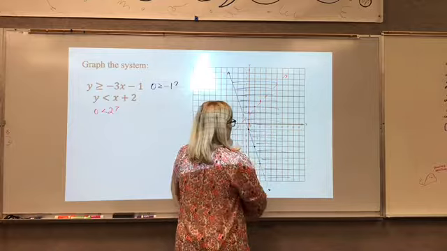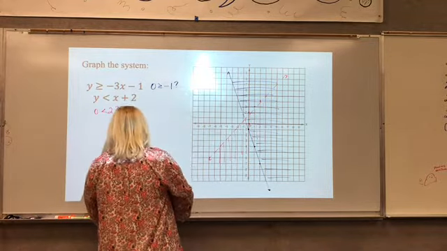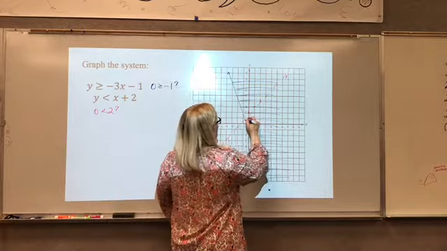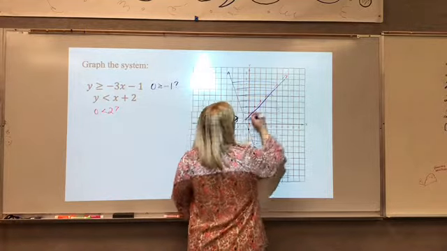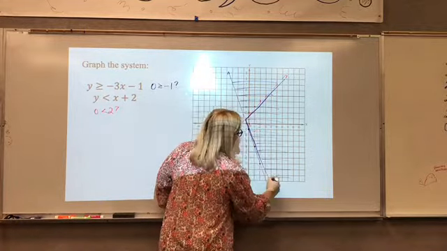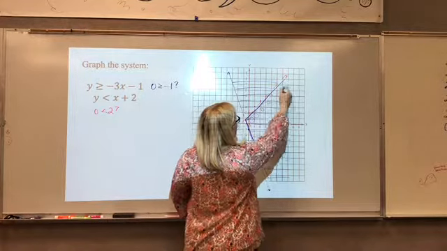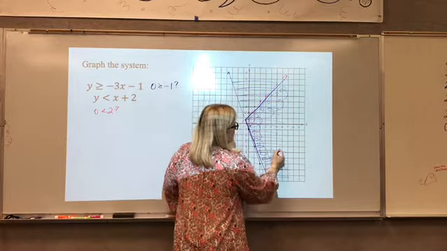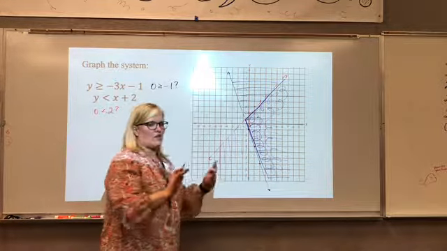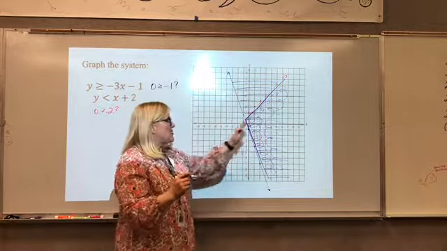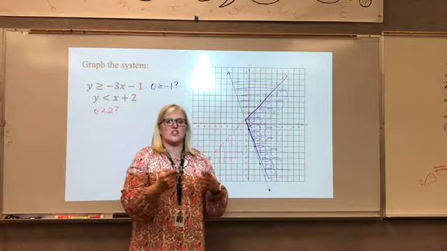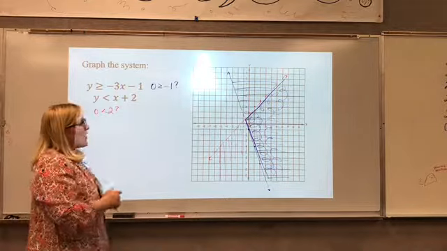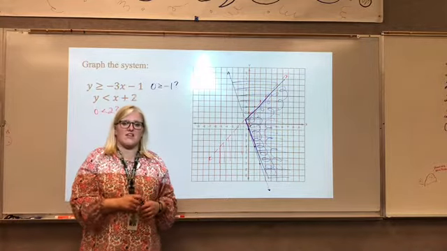So, I wish my markers worked better. The part that overlaps really is right in here. And it's all of this. Don't do curly Q's on your homework, just actually shade it in. But that's the part that is the solution to this system of inequalities. Okay, I'm going to do some more examples then on the next video.